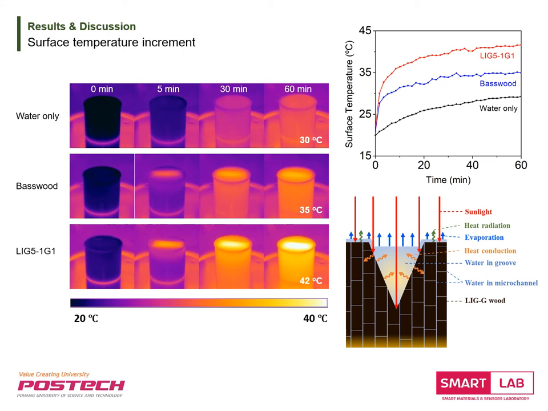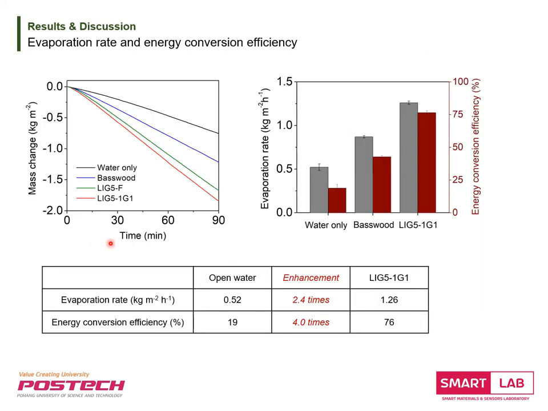During solar evaporation, the surface temperature of LIGG wood increased to 42 degrees Celsius after 1 hour, while that of basswood and water increased just 35 degrees Celsius and 30 degrees Celsius, respectively. With LIGG wood, solar energy could be absorbed effectively and then conducted to interfacial water to be evaporated. As a result, evaporation rate and energy conversion efficiency were enhanced in the presence of LIGG wood. Evaporation rate enhanced 2.4 times and energy conversion efficiency enhanced 4 times compared to the water-only condition.